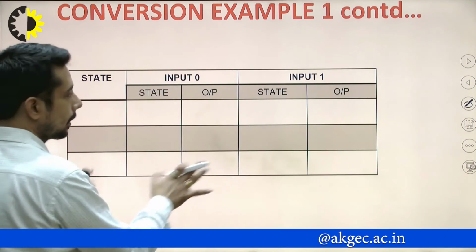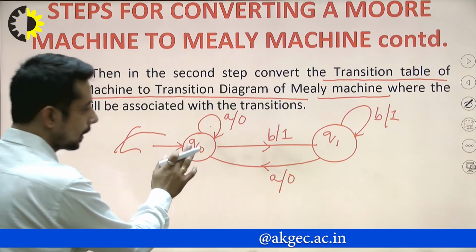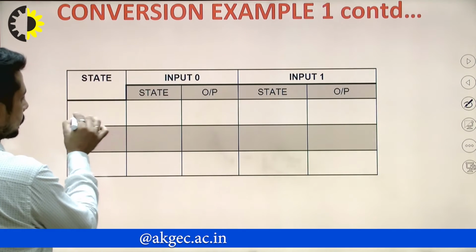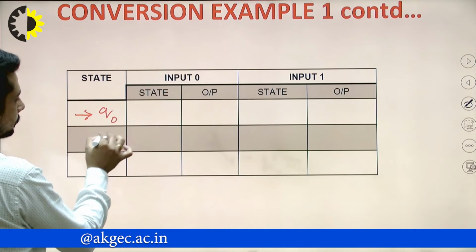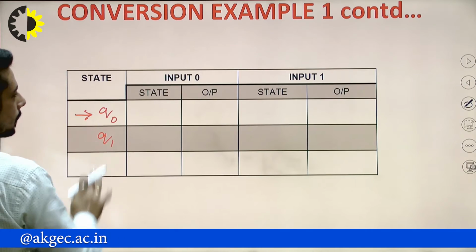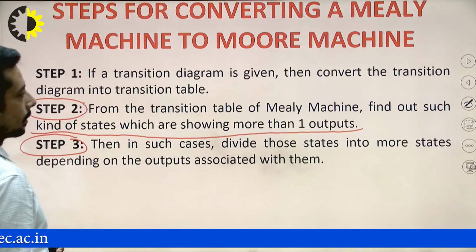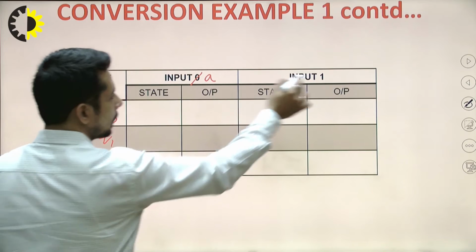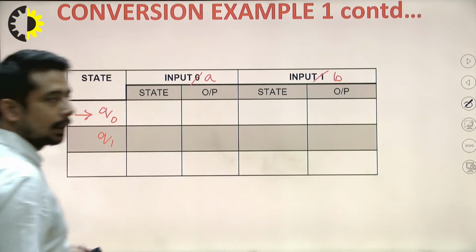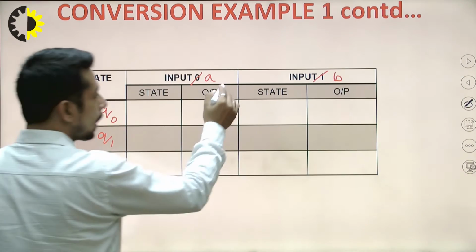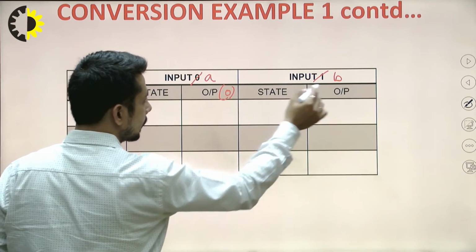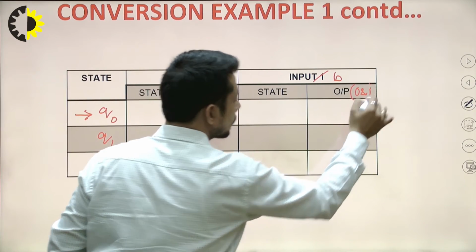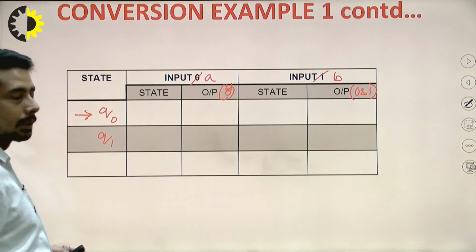See, this is the table that we got. And let me take the diagram. The diagram is this one. So Q0 and Q1 are the only two states. So I will write Q0 and Q1. This will be A and this will be B, because inputs are A and B. Outputs are 0 and 1. Okay, this is a mistake.